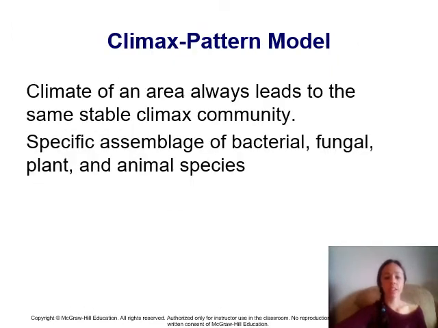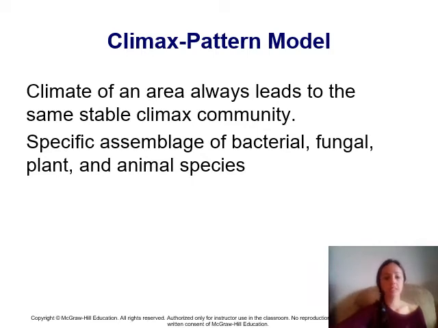The model of ecological succession that ecologists have come up with is called the climax pattern model. In this model, a climax community is an environment that is in balance. All of the plant and animal populations have a similar number of individuals, and the populations are all kept in check. They base this model on a couple of different principles.